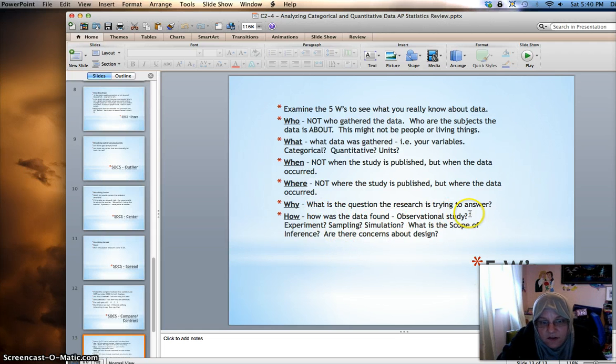Is it an observational study, experiment, sampling, simulation? What is the scope of inference? Are there concerns about design? If you don't have answers to all these questions, you may not be able to make valid conclusions about the study and about the data. And that concludes our review of Chapter 2.